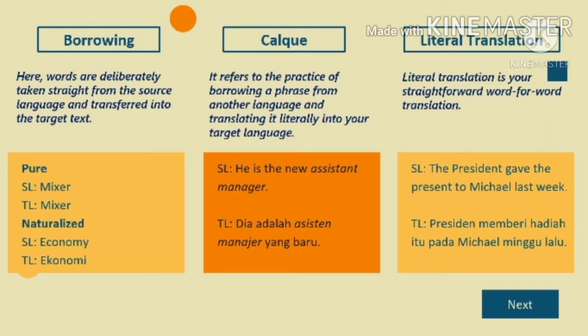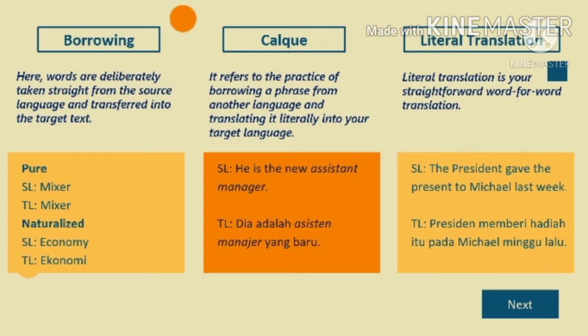Borrowing. Here, words are deliberately taken straight from the source language and transferred into the target language. There are two types, namely pure borrowing and naturalized borrowing. You can see the example of pure is mixer, translated to mixer, and then the example of naturalized is economy, translated to economy.